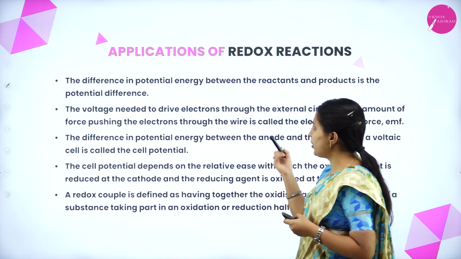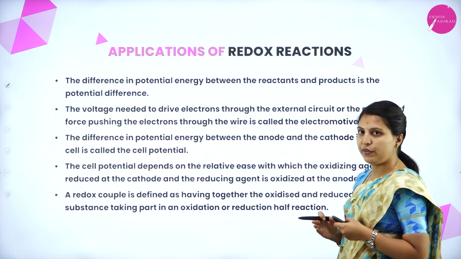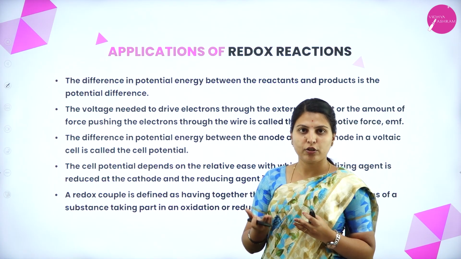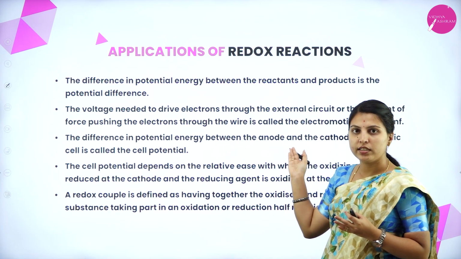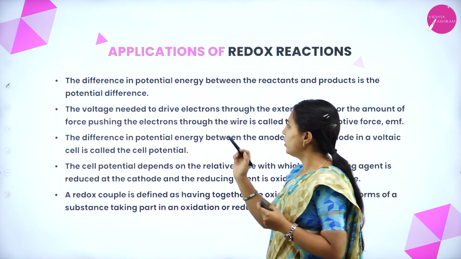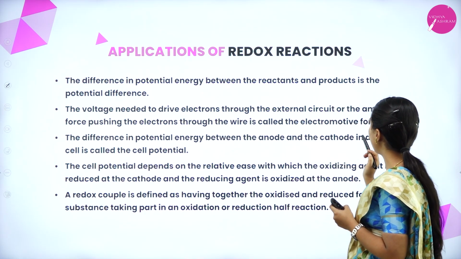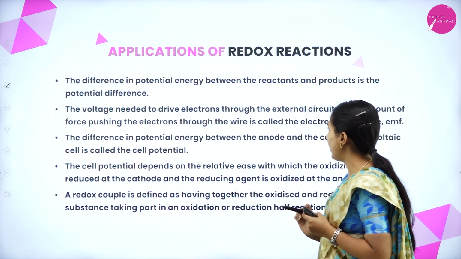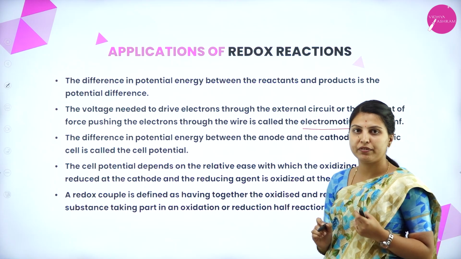The difference in potential energy between the reactants and products is the potential difference. Potential energy, which you already know, is the electrode potential. The difference between the reactants and products is called potential difference. The voltage needed to drive electrons through the external circuit, or the amount of force pushing the electrons through the wire, is called electromotive force, that is EMF.